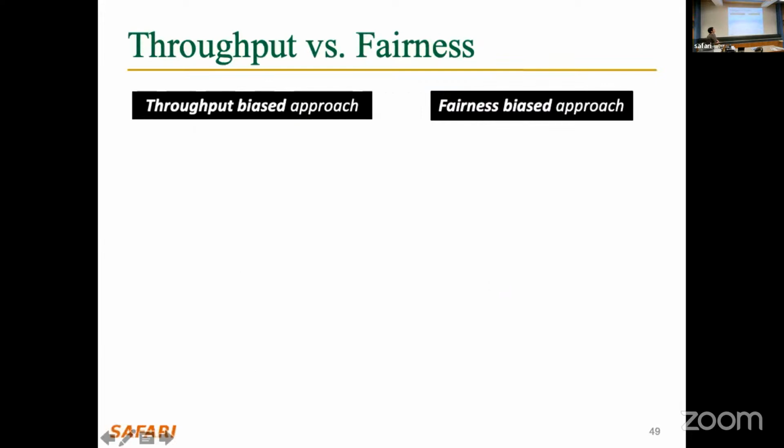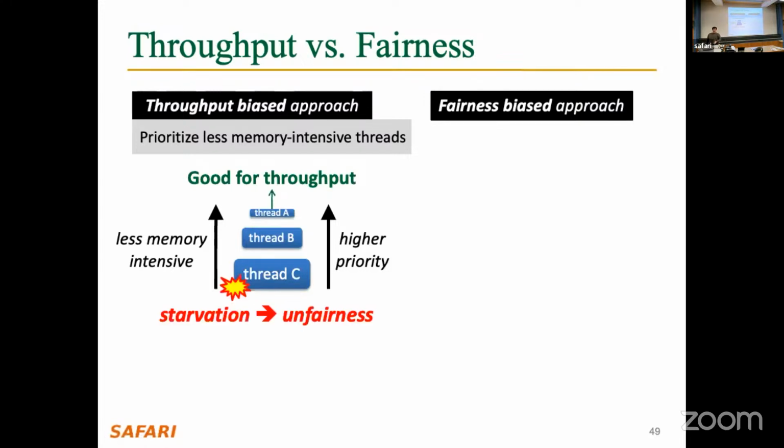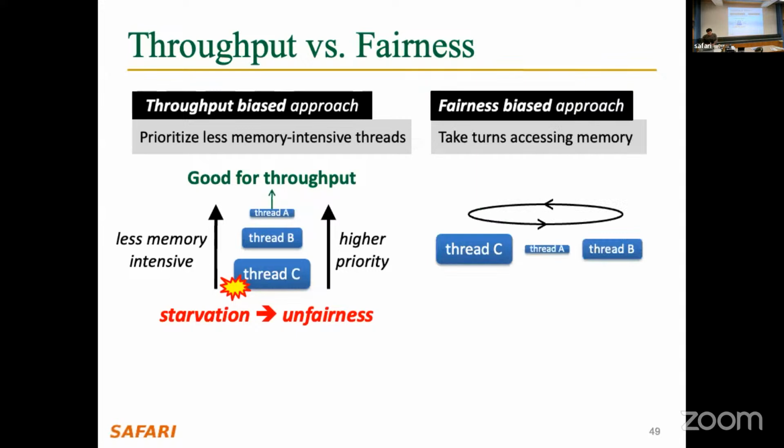So why do previous algorithms or scheduling techniques fail? In the throughput-biased approach, you're prioritizing threads that are very non-memory intensive, that are less memory intensive than others. Now, this is good for throughput, as I discussed in the previous slides. But when you do this, you're starving the thread that's very memory intensive. It barely gets any of its requests scheduled if you have this approach to memory scheduling.